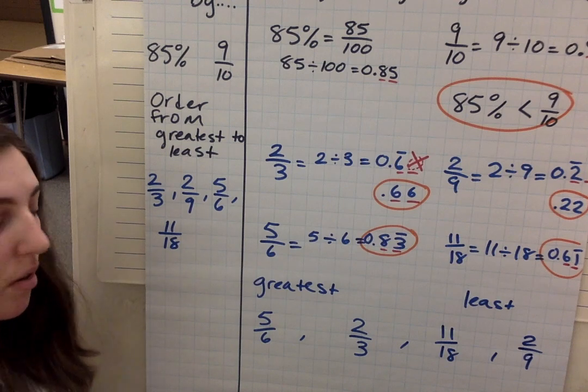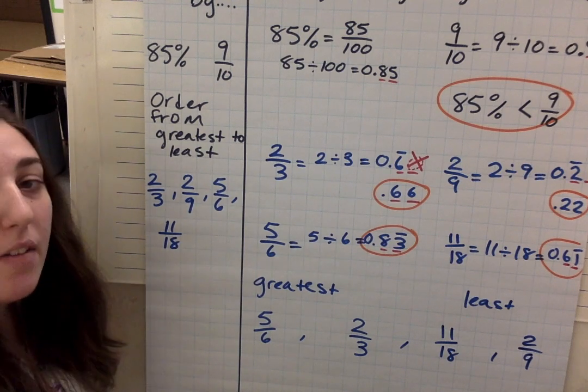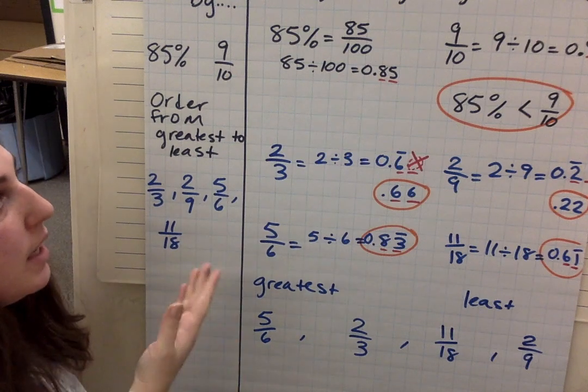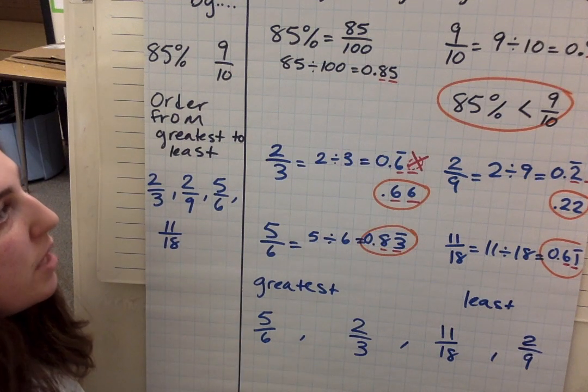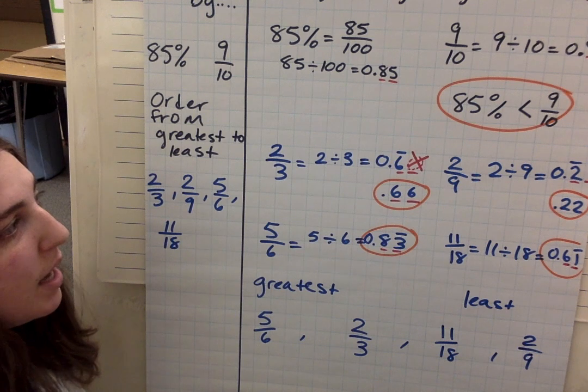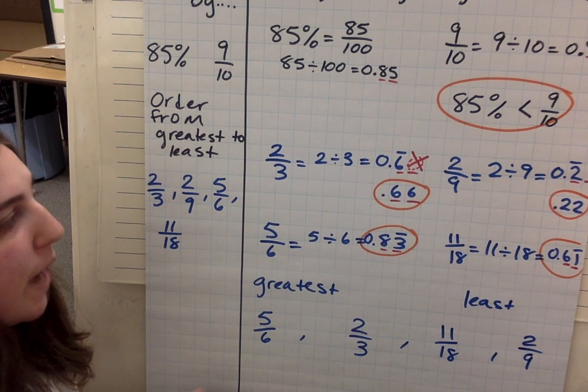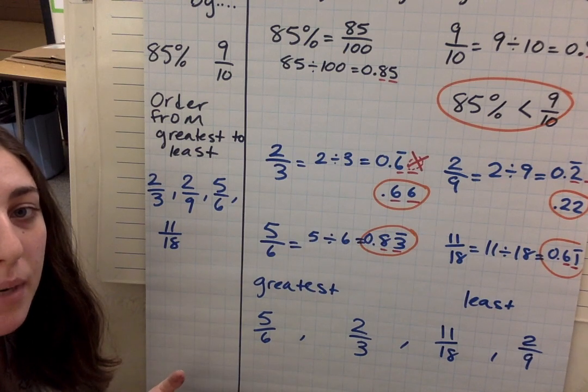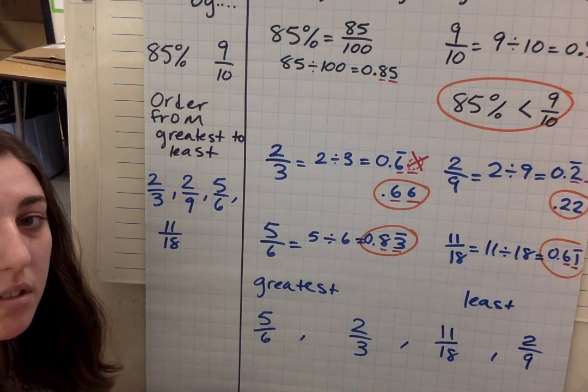Okay, so in your books you're going to have problems like this. You can use the strategies that we showed today. So either changing everything to a decimal, or if they're all fractions, you will need to change the denominators to be the same numbers. Okay?